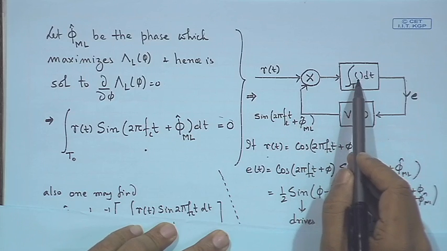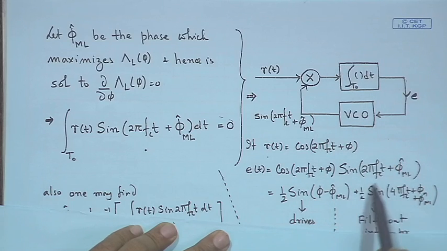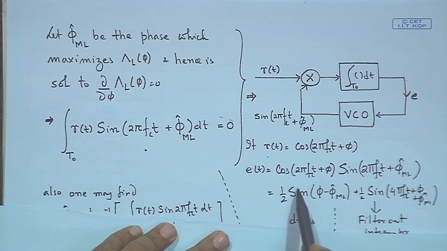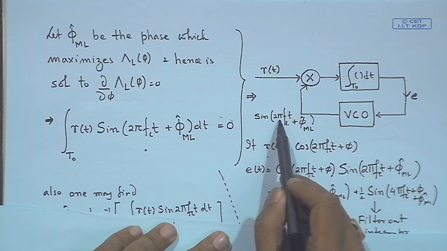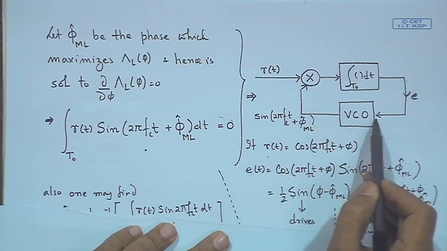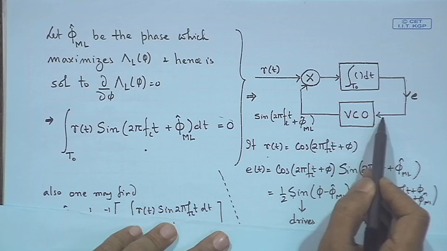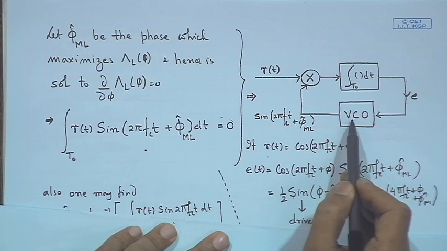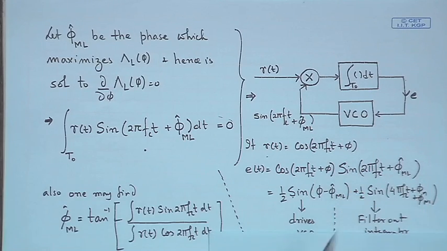Now, since you are passing through the integrator, this acts like a loop filter and it filters out the high frequency component. So, what is left is just the sine of phi minus phi ML, and if this angle is very small, this can be approximated as phi minus phi ML, and this is the error term which drives the VCO, right. If the error signal is 0, the VCO produces 2 pi f_c t, and if it produces a certain voltage, it is going to produce sine(2 pi f_c t) plus a phase. So, the error term is going to drive the VCO. In this way you could realize carrier frequency synchronization.